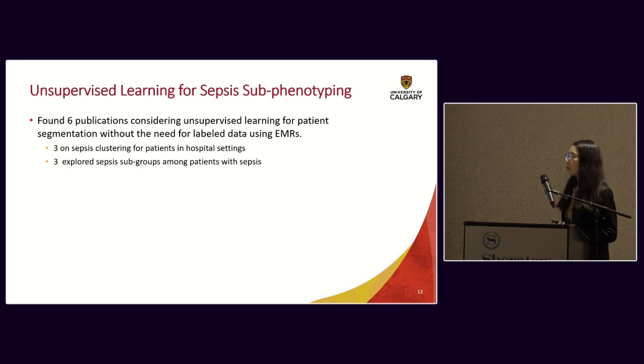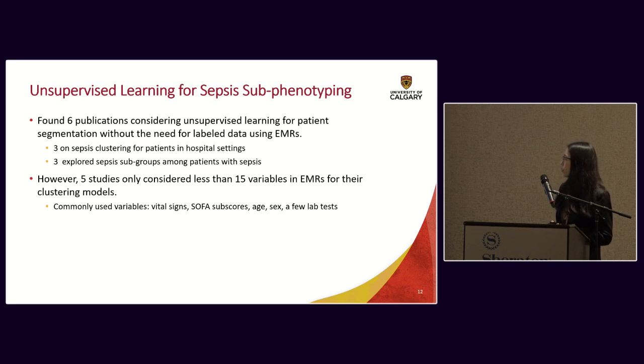And for the second category, we found 6 publications considering unsupervised learning for patient segmentation without the need for labeled data using EMRs. 3 papers were on sepsis clustering for patients in hospital settings, and the 3 remaining papers were on the exploration of sepsis subgroups or subphenotyping among patients with sepsis.